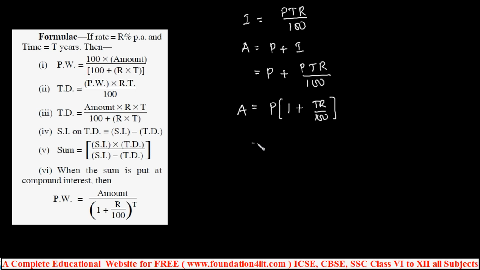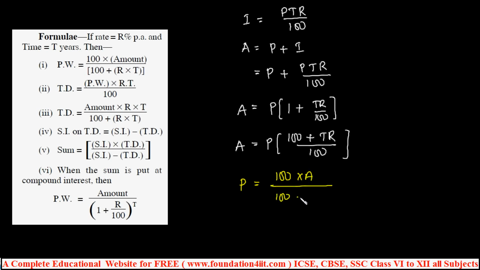Now from this, if I want to find the P value, simplify 100 plus TR by 100, do the LCM inside. Using this, P is equal to 100 into A by 100 plus TR, that is, time into rate of interest. From this only we got this. Now this is the principal formula if you know the amount, time and rate of interest. Same concept: PW, present worth, is equal to 100 into amount by 100 plus R into T. Same, right? Same concept only.